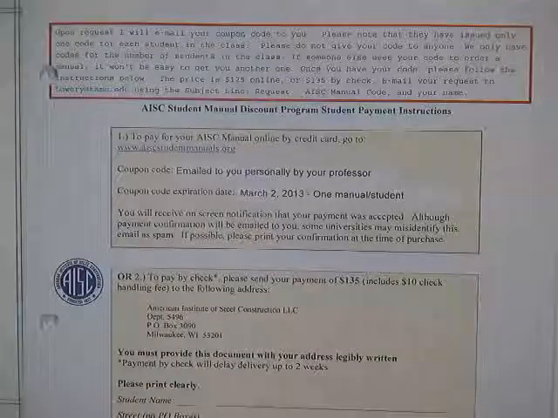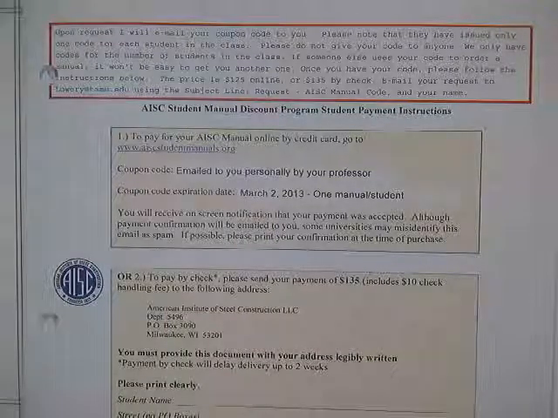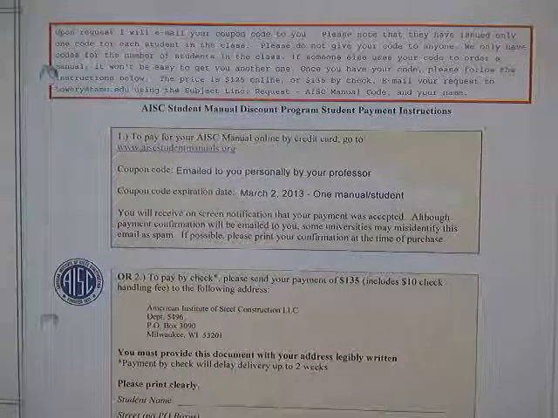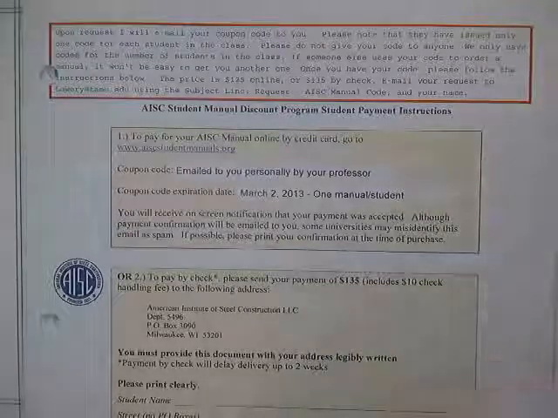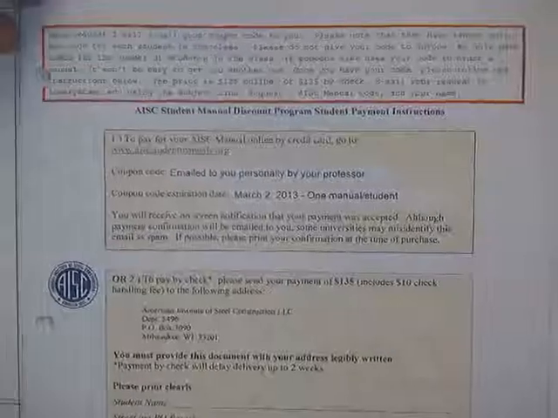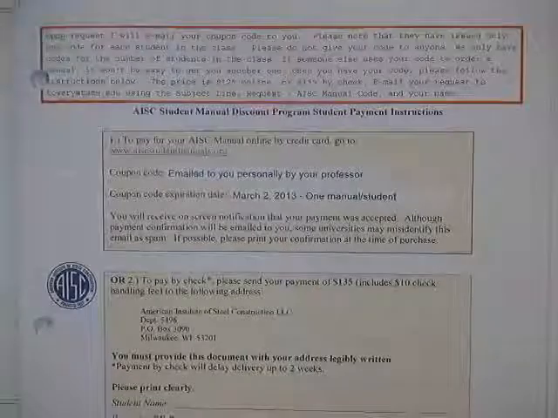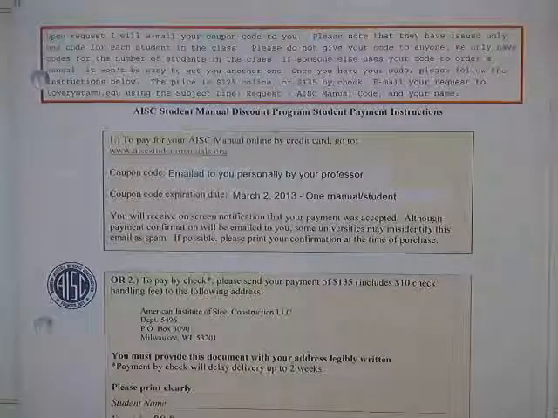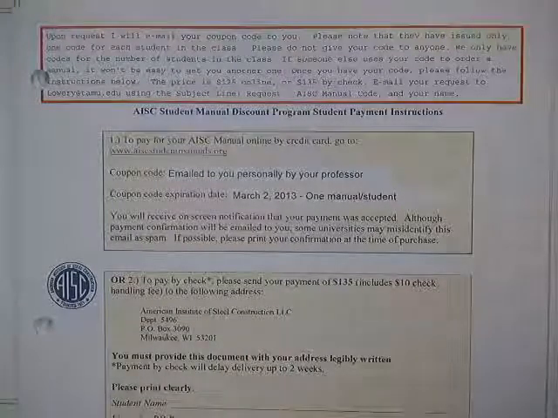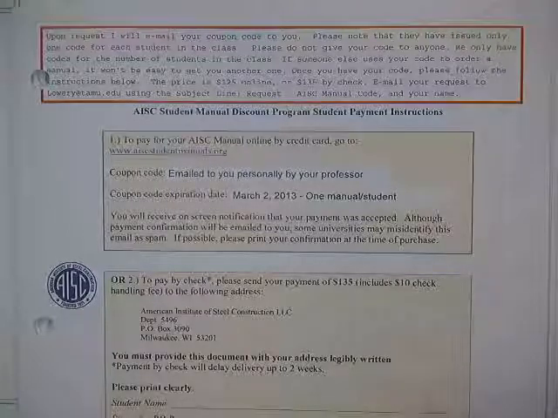I don't know where this is, but it's right underneath my picture. Thank you. So this is what you get when you click on that. It tells you how to obtain this user's manual. Now, if you're going to go in with somebody in the other class and just buy one between you, that's certainly okay. A used one is okay, too.